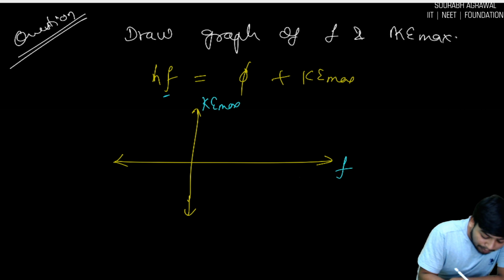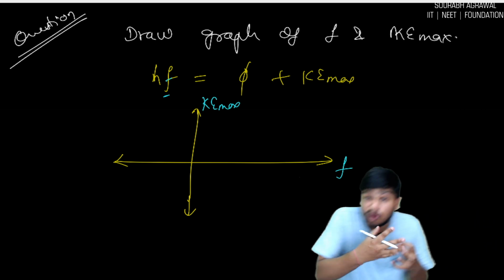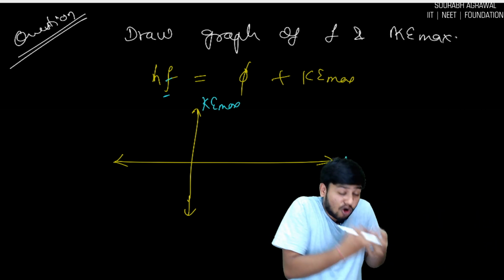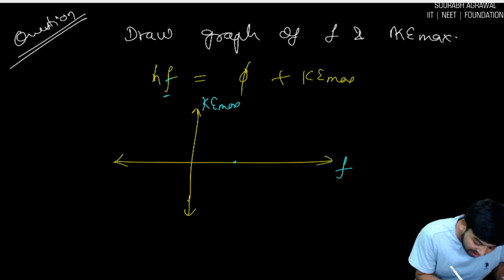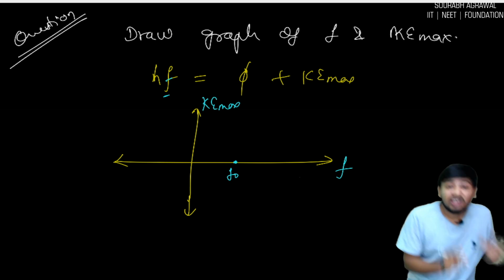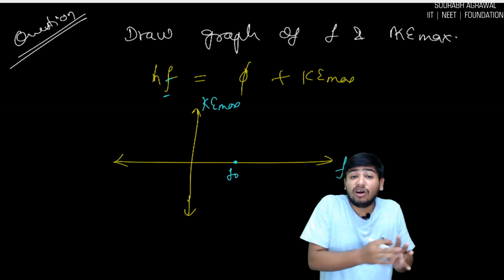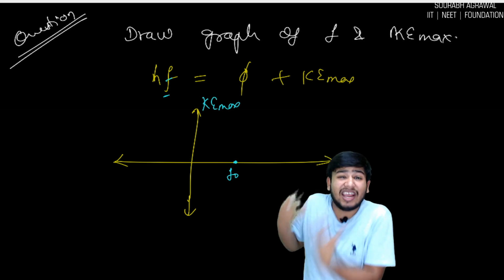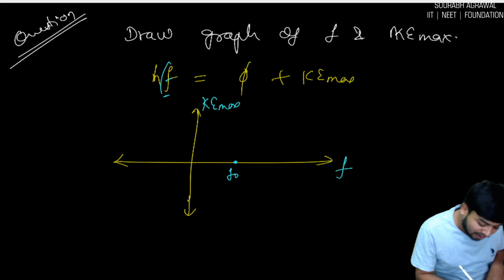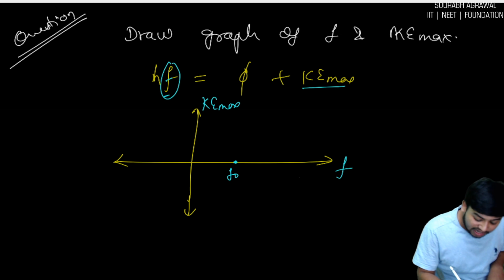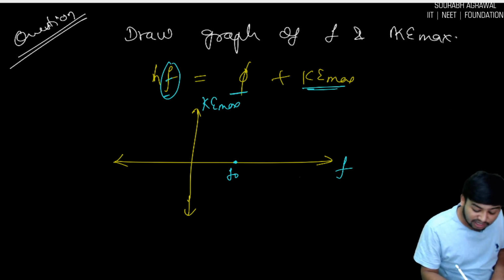Now we know that the photoelectric effect will only occur, the electron will only come out, when this f is more than some f naught. So till f naught, no electron will come out, so there will not be any kinetic energy. Now if you increase f, your kinetic energy will increase, and this is a constant, so it's simple.